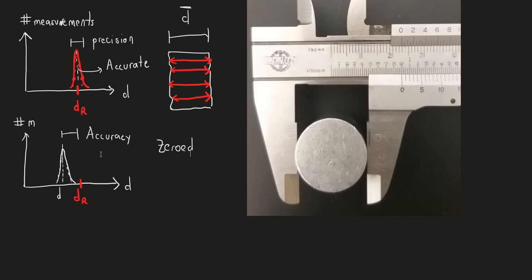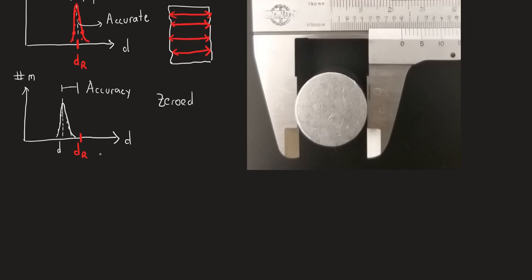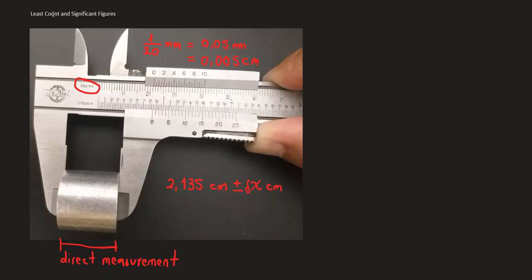Okay, so this is not the ideal case, and the worst case, of course, will be one where the number of measurements is so spread and so far from the original or the real diameter, and then this is a bad experiment. In both cases, of course, we need to repeat the experiment in order to have a better understanding of the physics or the measurement that we need to make. Okay, let's continue with least count and significant figures.